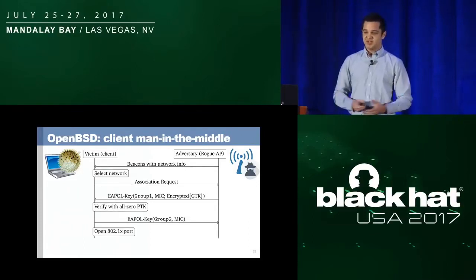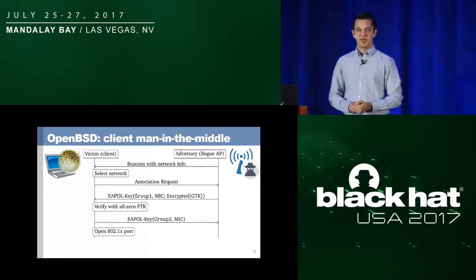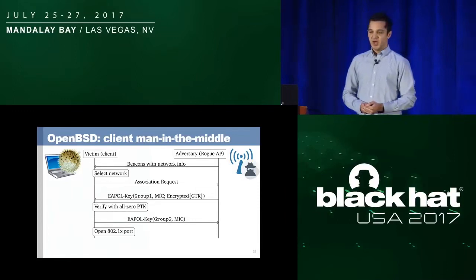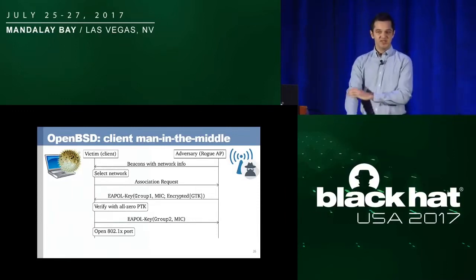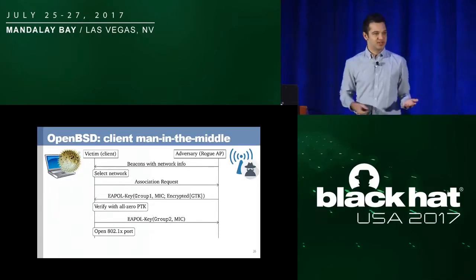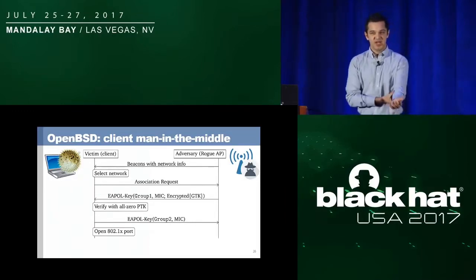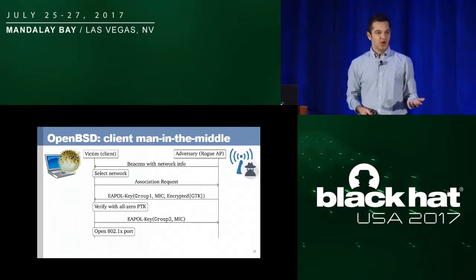Once it accepted this message, it will reply using message 2 of the group key handshake. And an interesting side effect of sending group message 1 is that it will also open the data port essentially. So at this point, the client will accept normal data traffic, and it will also send normal data traffic.